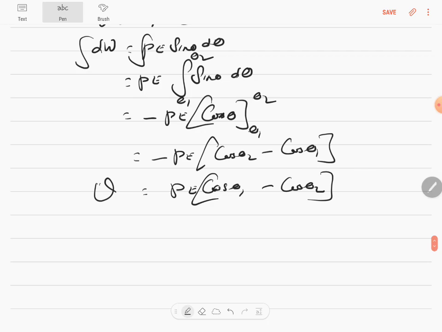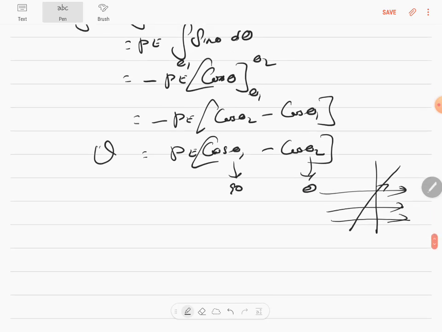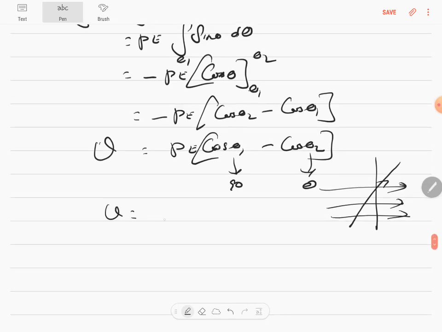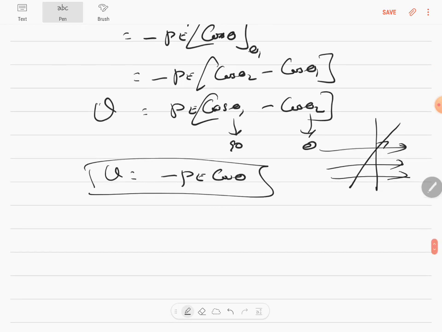Suppose we consider that the dipole initially is at an angle of 90 degrees to the electric field, because that's when it experiences maximum torque, right? So let's assume that theta 1 is 90 degrees. Let's assume that it's moving through an angle theta, that is, theta 2 is theta. Then the formula of potential energy will become, this term becomes 0, since cos 90 is 0, and therefore we'll get minus Pe cos theta. So this is the formula I would like you to remember: minus Pe cos theta.